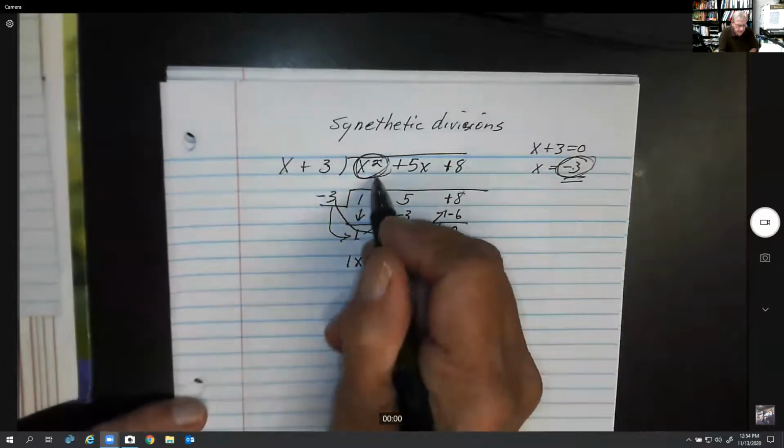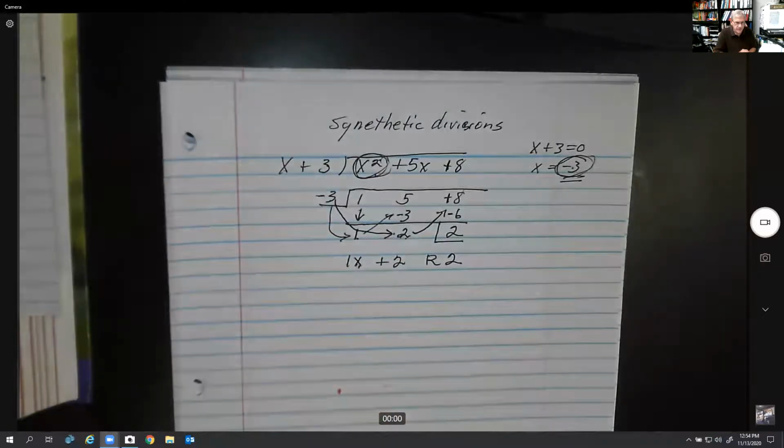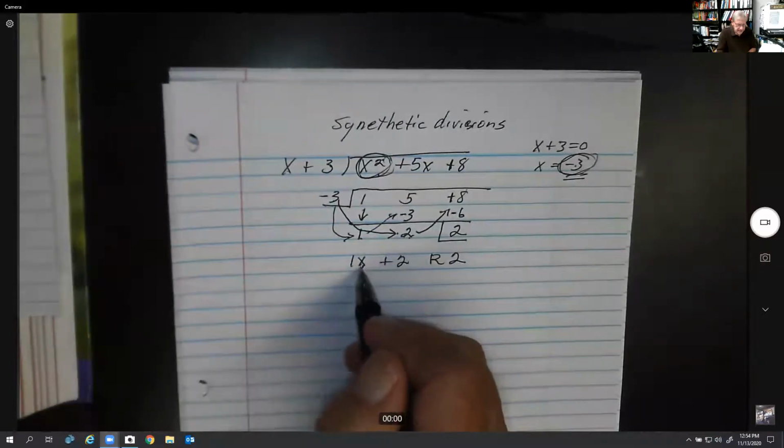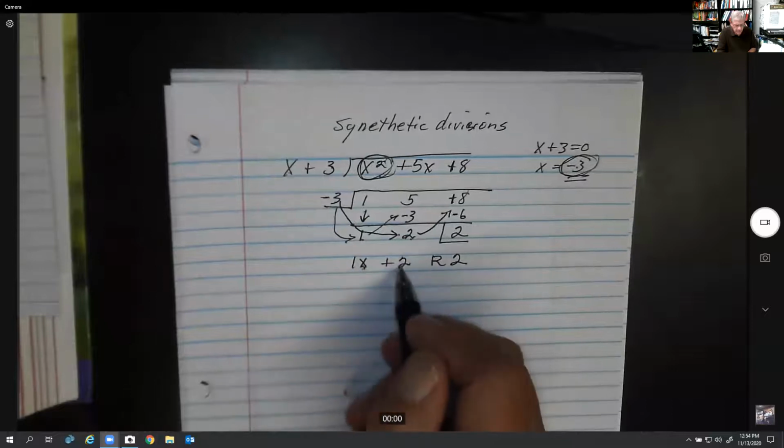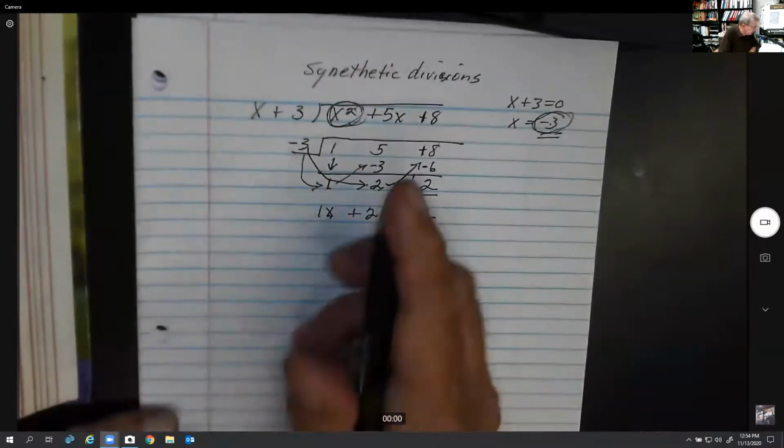We put in it's always 1 power smaller than what you started out with. You started out with an x squared. This should be an x. It's 1 power smaller. So this is 1x, and they should be in descending order, +2, remainder 2. All right, we'll try another one.